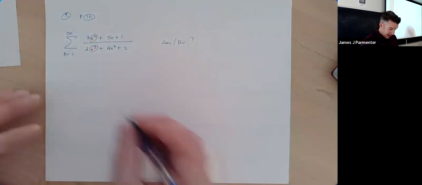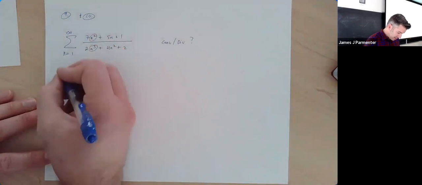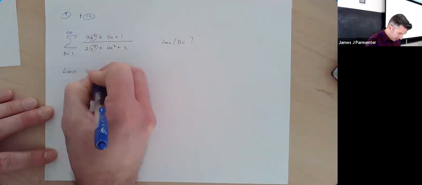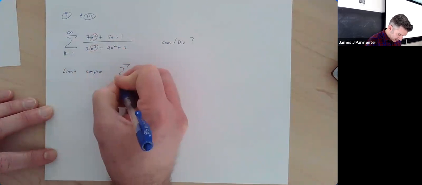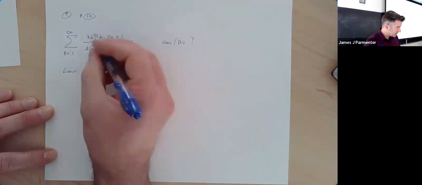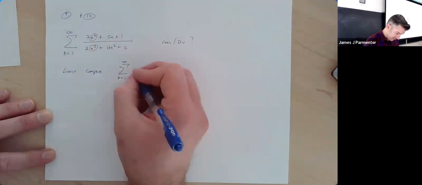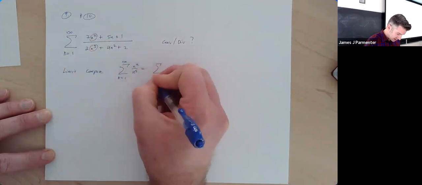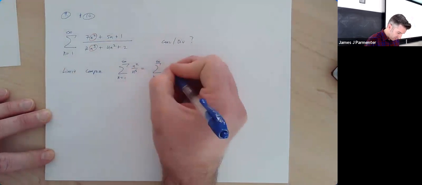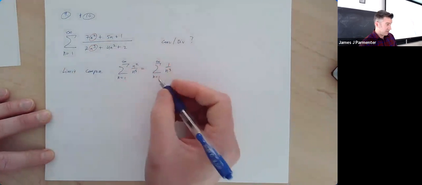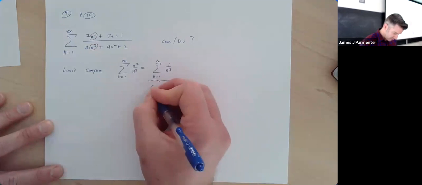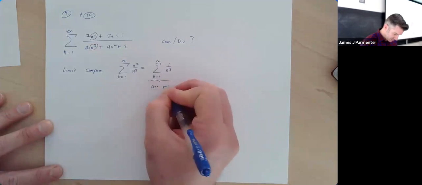So then I know based on that, I'm going to limit compare with the series from n equals 1 to infinity of just n squared divided by n to the 5th. That is always the rationale, which is just the series from n equals 1 to infinity of 1 over n cubed. And I know that that series is convergent or divergent. Right, this is a convergent P series.